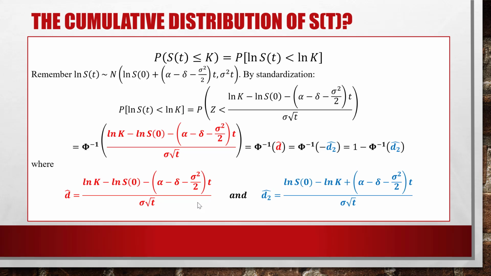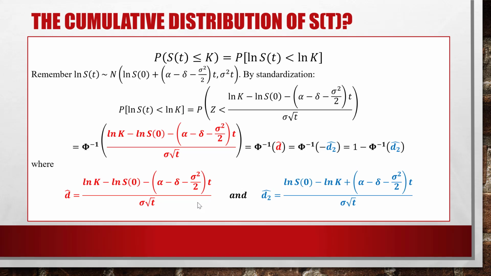In order to derive this probability, we have to take the natural log of both sides. The reason is, remember, the natural log of a lognormal random variable is a normal random variable. And for any problem, if we can convert it to a normal distribution, it would be very easy to calculate. That's why we have to take the natural log of both sides to convert this problem to a normal distribution.